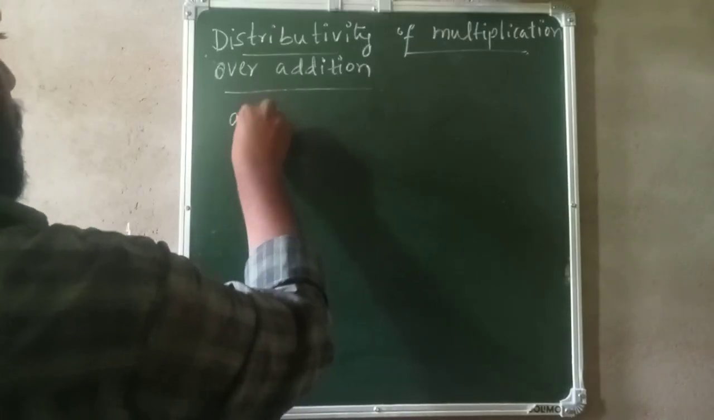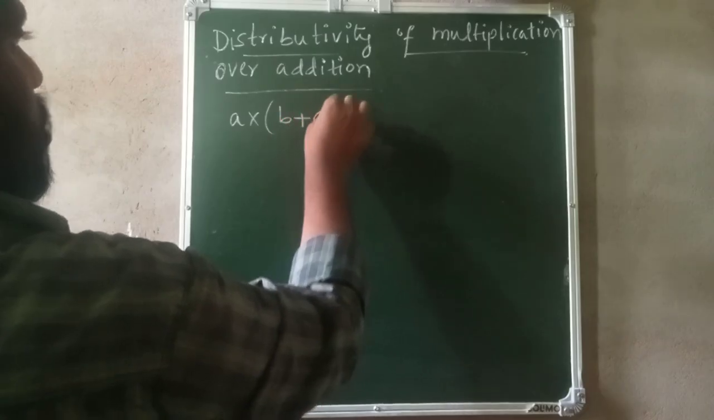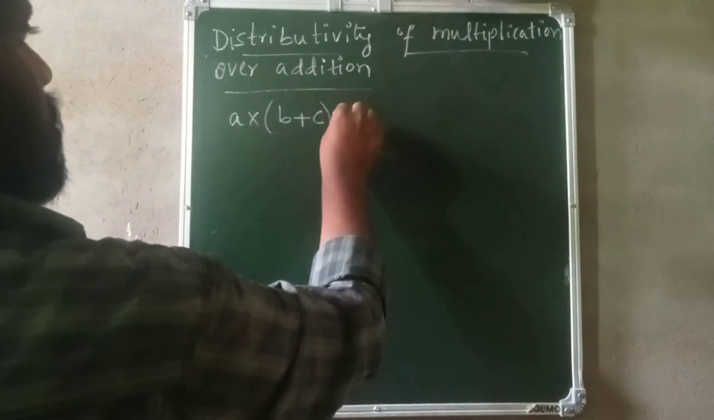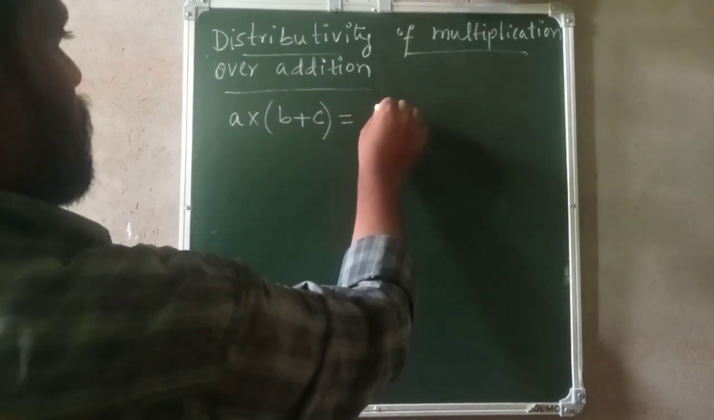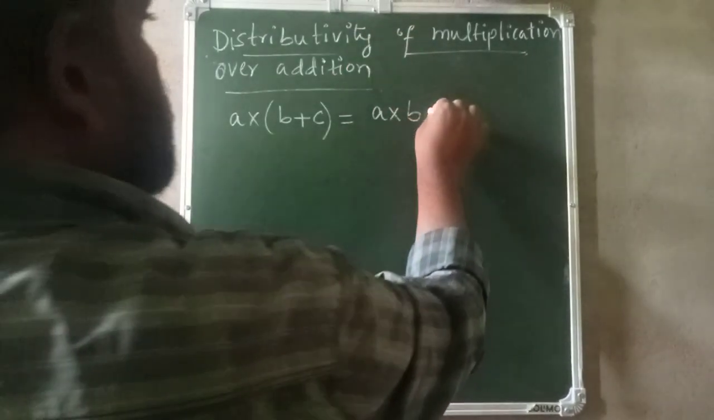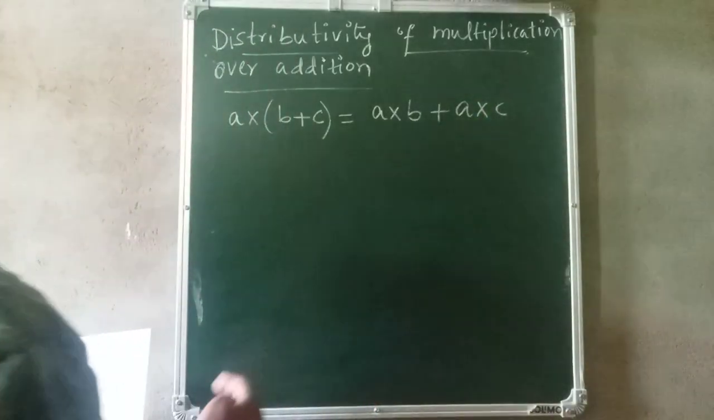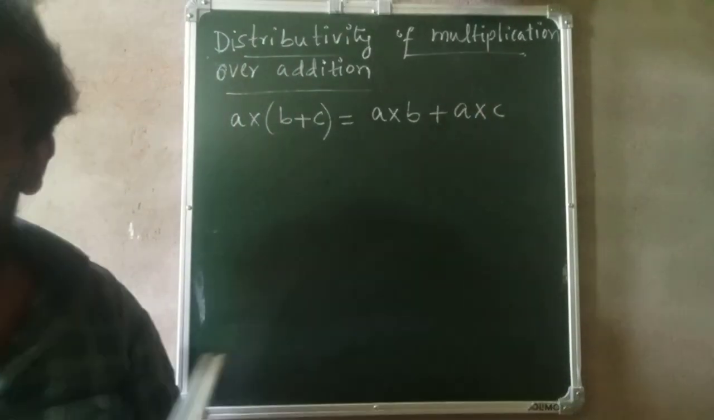See, A into (B plus C) is equal to A into B plus A into C. Okay.